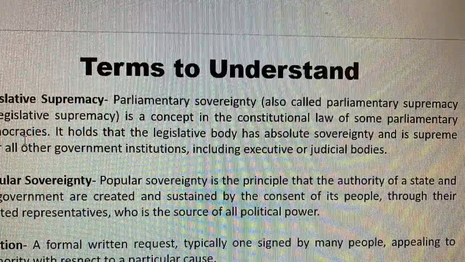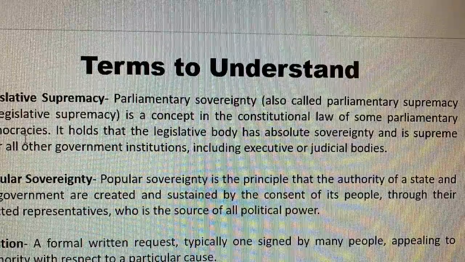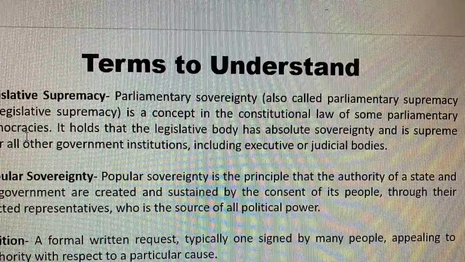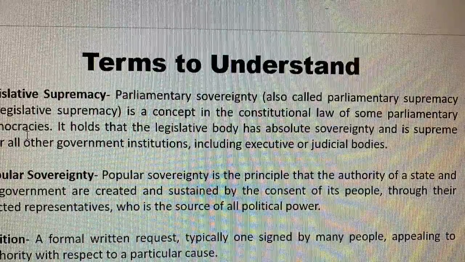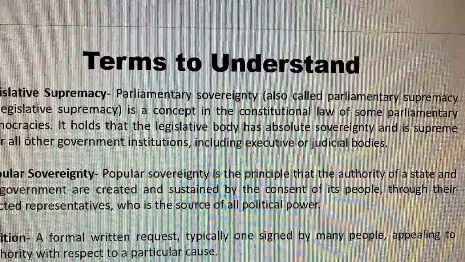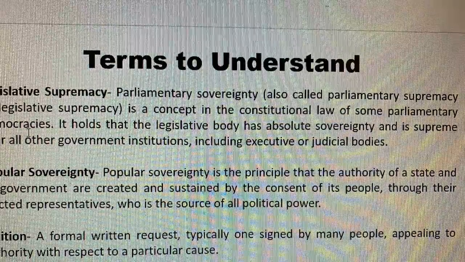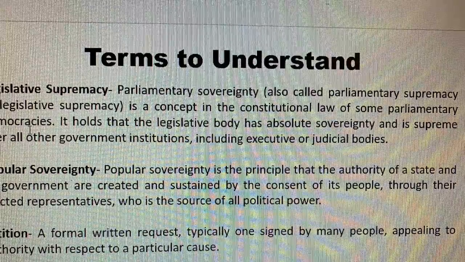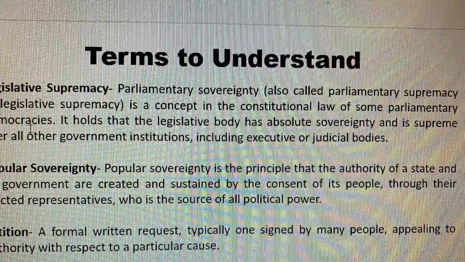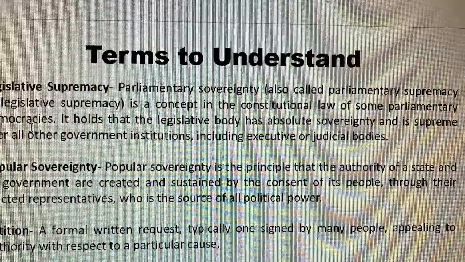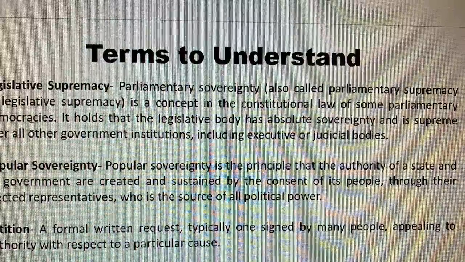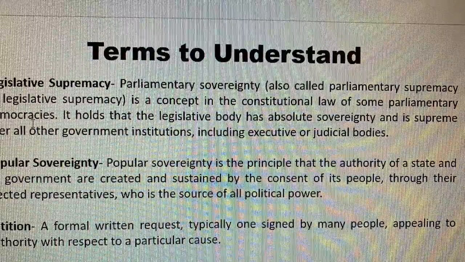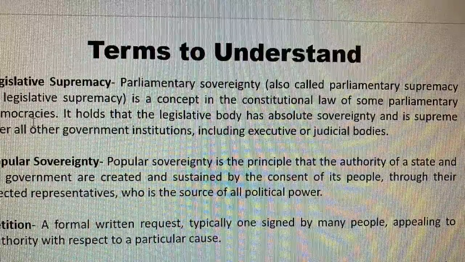Terms to understand: legislative supremacy. Parliamentary sovereignty, also called parliamentary supremacy or legislative supremacy, is a concept of constitutional law of some parliamentary democracies. It holds that the legislative body has absolute sovereignty and is supreme over all government institutions, including executive or judicial bodies. Popular sovereignty. Popular sovereignty is the principle that the authority of a state and its government are created and sustained by the consent of the people through their elected representatives, who are the source of all political power.